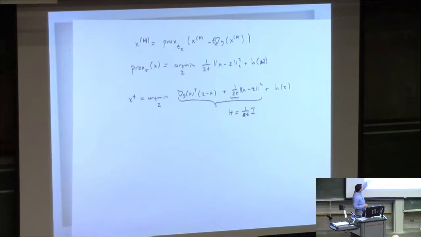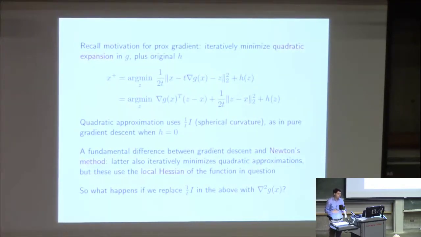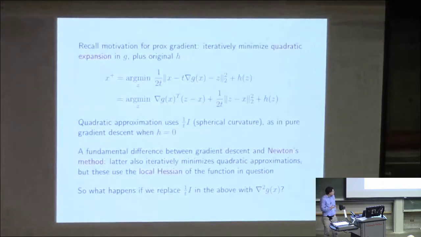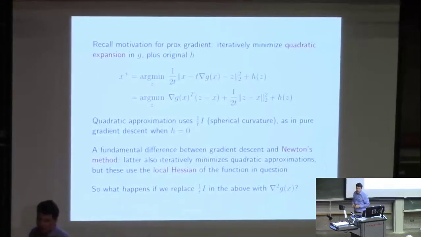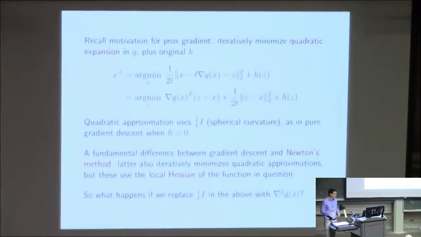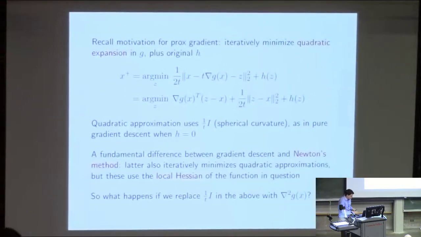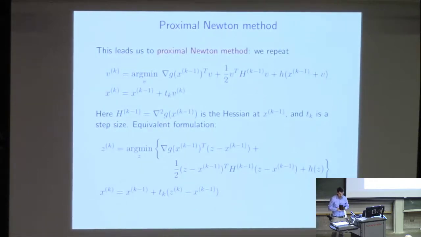Whereas Newton's method, when you think of it in the same way, would minimize the quadratic approximation here with the true Hessian in place of this identity. So the question, of course, is what happens if we replace this 1 over t times I with the actual Hessian and try to apply a proximal method?